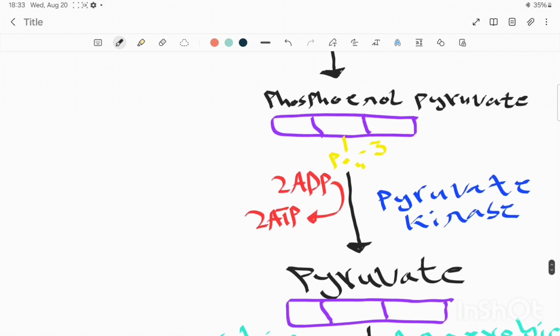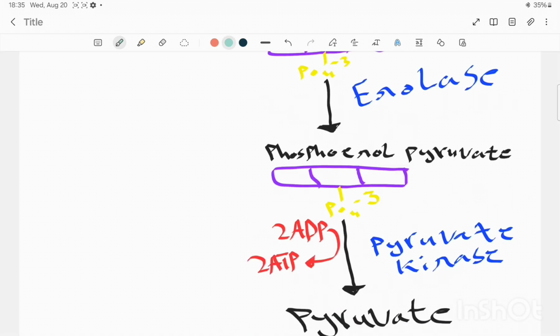So let's summarize glycolysis. Glycolysis starts with one glucose molecule and ends with two molecules of pyruvate because we had two molecules of glyceraldehyde 3-phosphate. Along the way, we use two molecules of ATP, but we make four molecules of ATP, giving us a net gain of two ATPs. We also produce two molecules of NADH, which carry high-energy electrons.